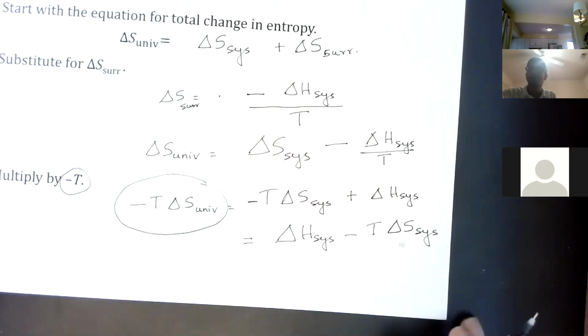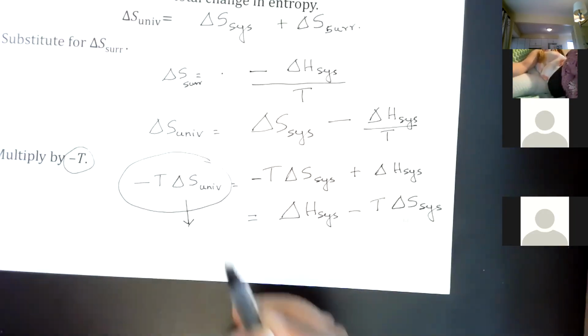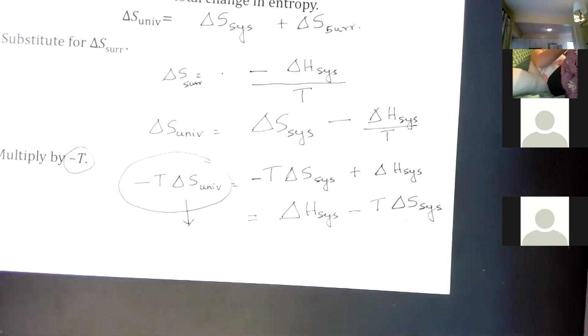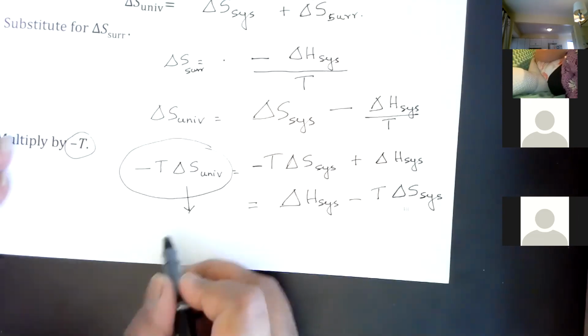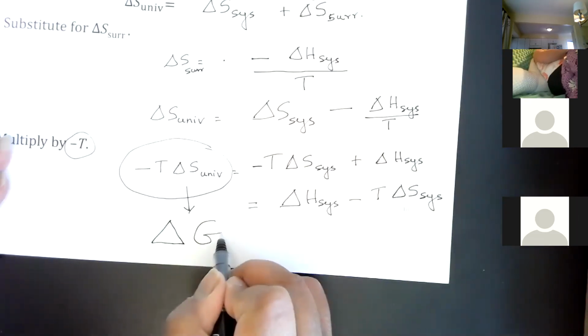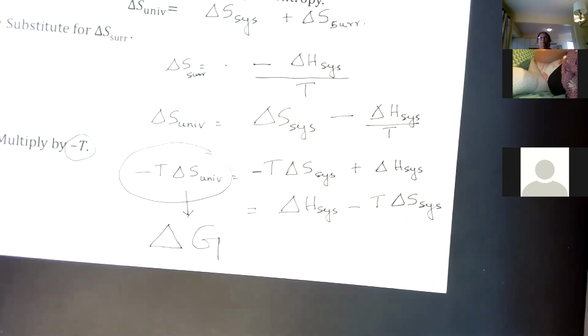Gibbs has done a lot of other things. So he now calls negative T delta S universe, he's going to give his own notation, and he's going to call this delta G. It's delta G.